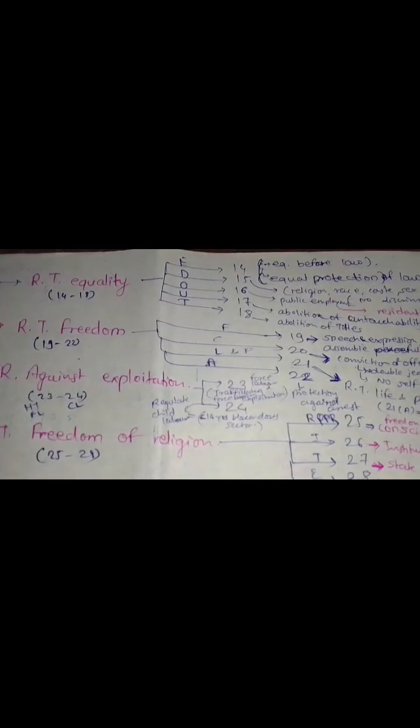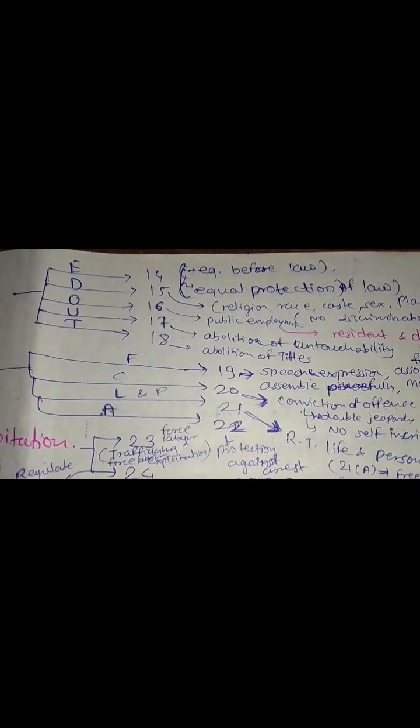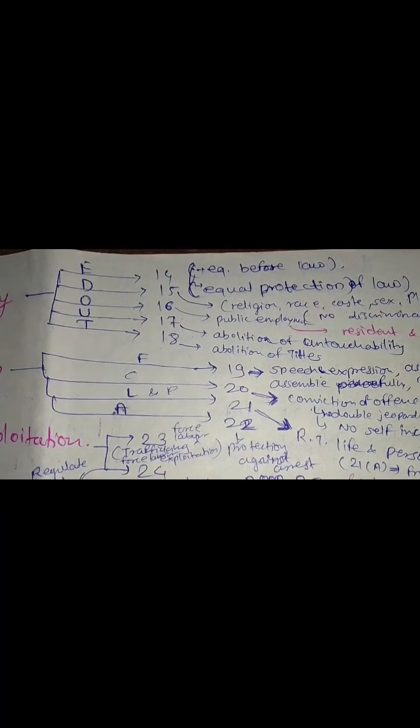Now we will study each and every fundamental right one by one. The first one is the right to equality. It is covered in Article 14 to 18. Article 14 says equality before law. Each and every person is equal in the eyes of law and has equal protection of law. There is equal protection for every person without discrimination. All are equal before law.